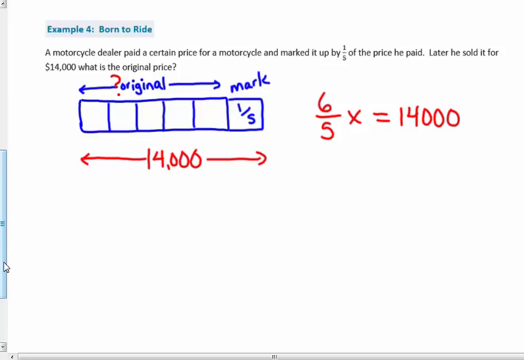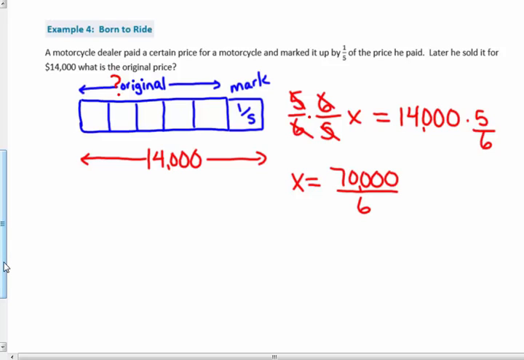6 fifths times what equals 14,000? Divide by 6 fifths. Oh, we don't divide by fractions. No, we keep it, change it, and flip it. So I'm going to multiply by the multiplicative inverse, 5/6, on both sides. So I get X equals 14,000 times 5, which is 70,000, divided by 6.